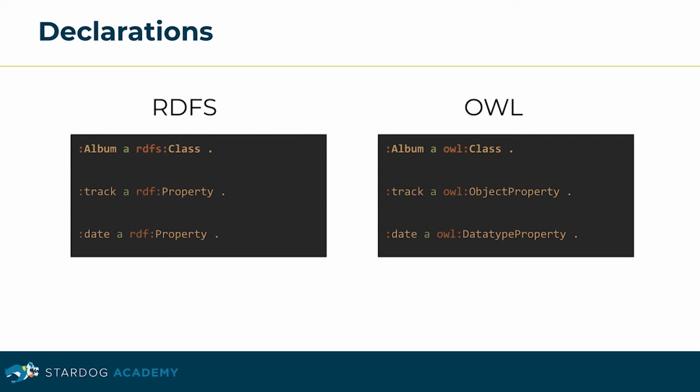And for properties, it can use the rdf:Property term, so we can say track is of type rdf:Property and date is of type rdf:Property. So in both cases, both for object and data type properties, we use the term rdf:Property. Now in OWL notation, for defining classes, we use the term owl:Class, so we can say an album is of type owl:Class. And then for object and data properties, we can distinguish by using the terms owl:ObjectProperty and owl:DatatypeProperty correspondingly.